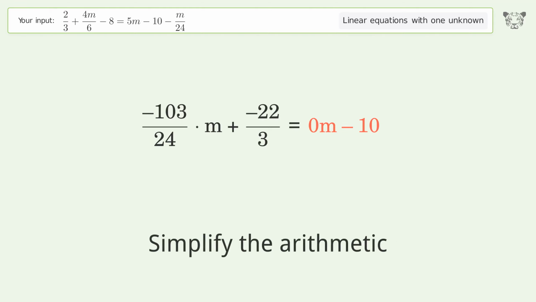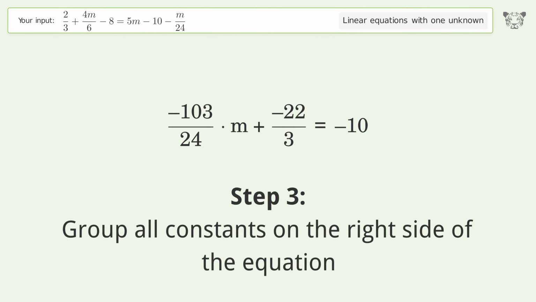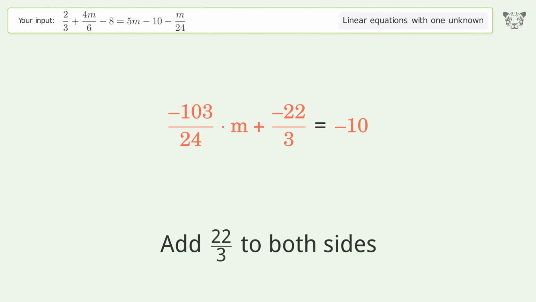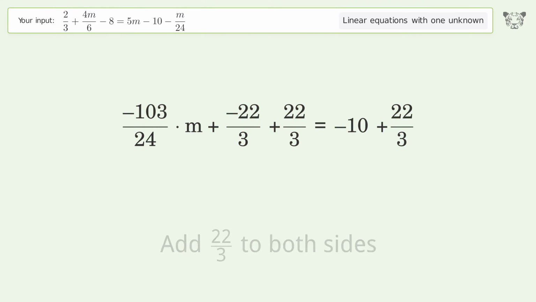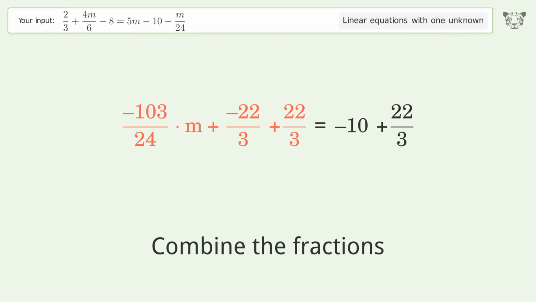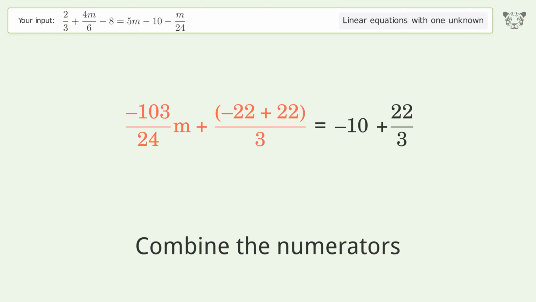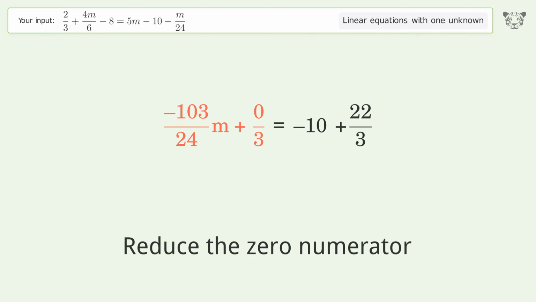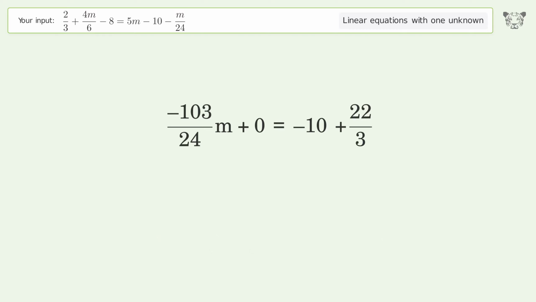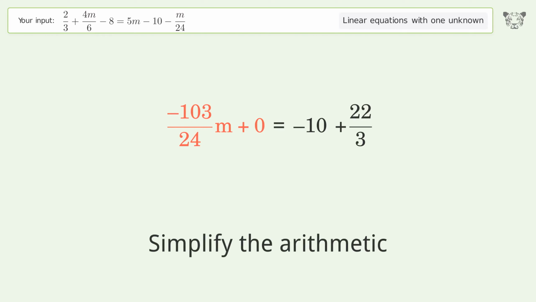Simplify the arithmetic. Group all constants on the right side of the equation. Add 22/3 to both sides. Combine the fractions. Combine the numerators. Reduce the zero numerator. Simplify the arithmetic.